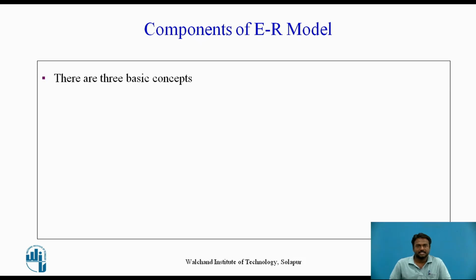Now, let us see the components of ER diagram. This model is based on three basic concepts: entities, relationships, and attributes. Consider an example here. A university database might have entities like students, courses, and teachers. Further, students have attributes like roll number, name, and department ID. Hence, they might have relationships with courses and teachers.